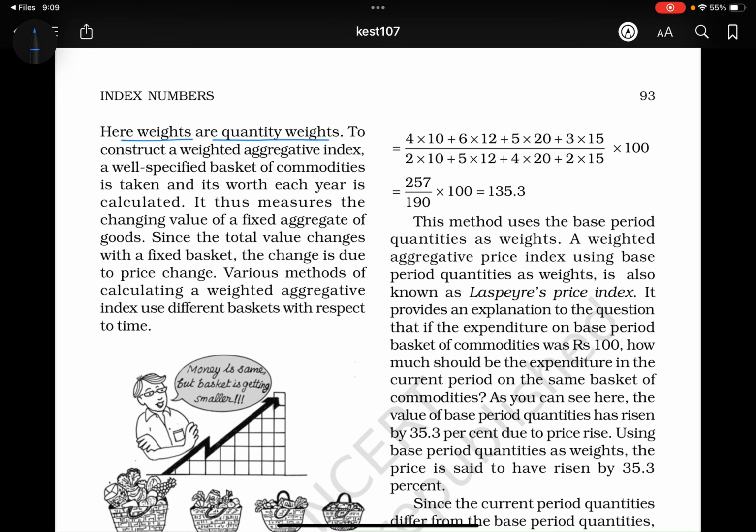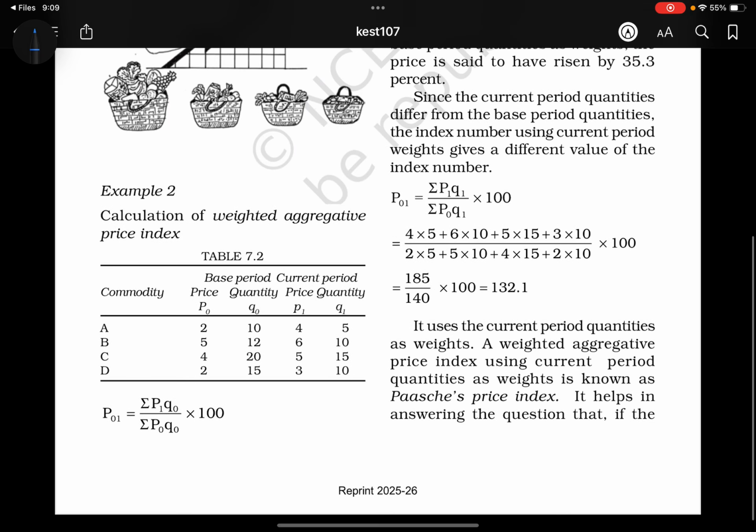Here weights are quantity weights. To construct a weighted aggregative index, a well-specified basket of commodities is taken and its worth each year is calculated. It thus measures the changing values of a fixed aggregate of goods. Since the total value changes with a fixed basket, the change is due to price change. Various methods of calculating a weighted aggregative index use different baskets with respect to time.